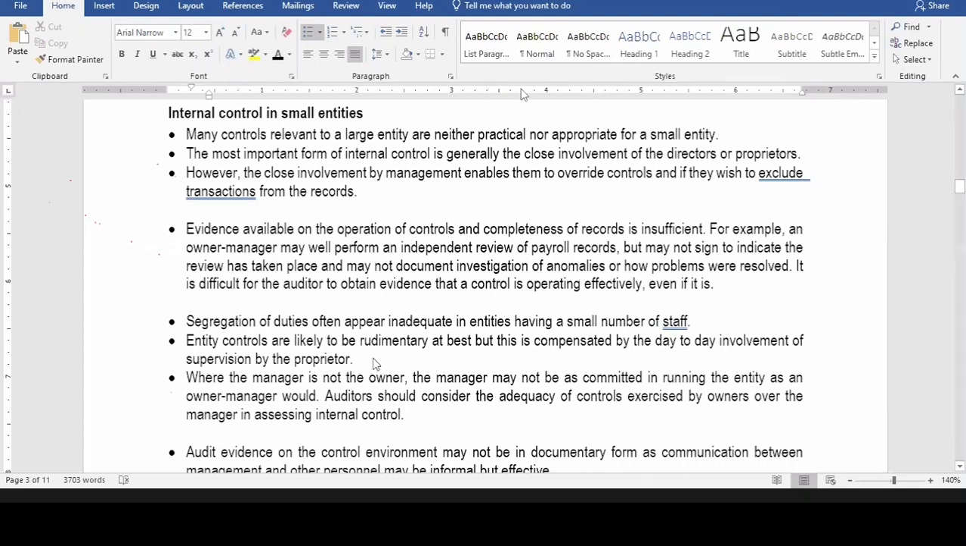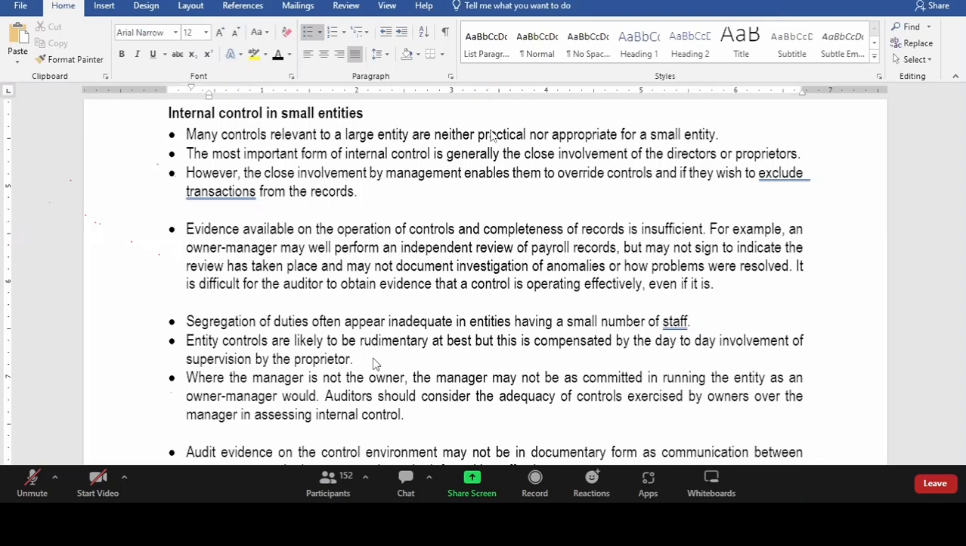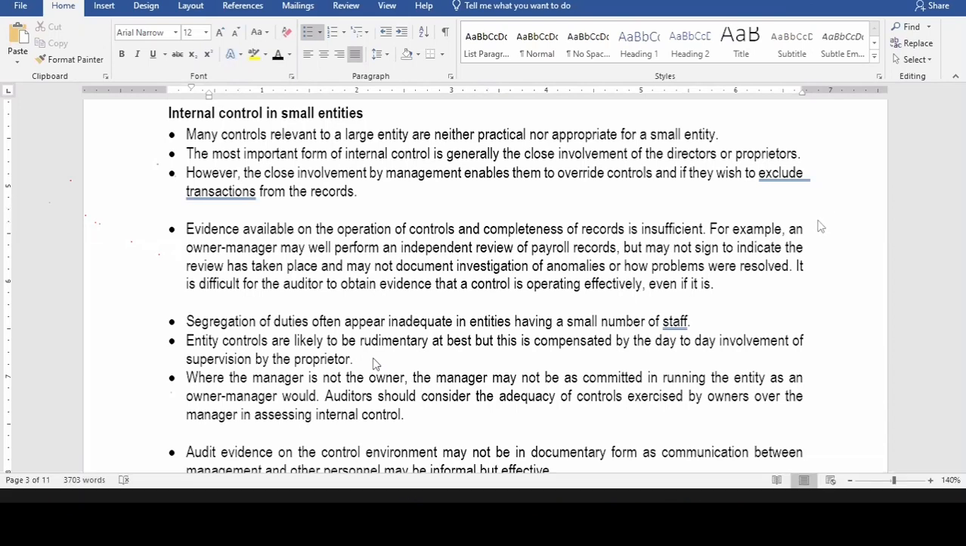Now, where management is not the owner, the manager may not be as committed in running the business as the owner. So auditors should consider the adequacy of controls exercised by owners over the manager. If you have a manager running your shop, the manager may have his own interests. So we need to ask, how does the owner supervise the manager?